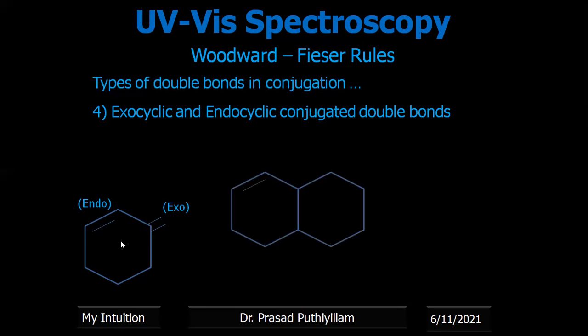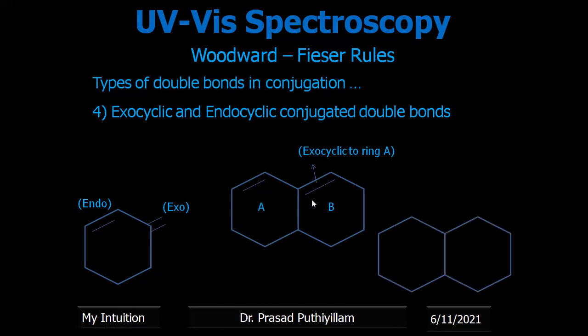For example, if I draw this structure, you can say that this is one ring, a second ring, a double bond is there, and conjugation is there too. And this particular double bond is similar to the first one. Therefore, I can say this is an exocyclic conjugated double bond, and this is endo. If I name these two rings A and B, then the double bond represented here is exocyclic to ring A. Another example.